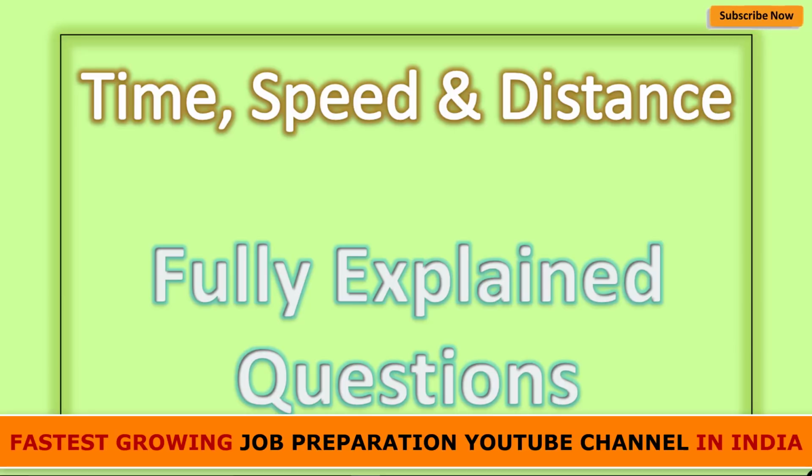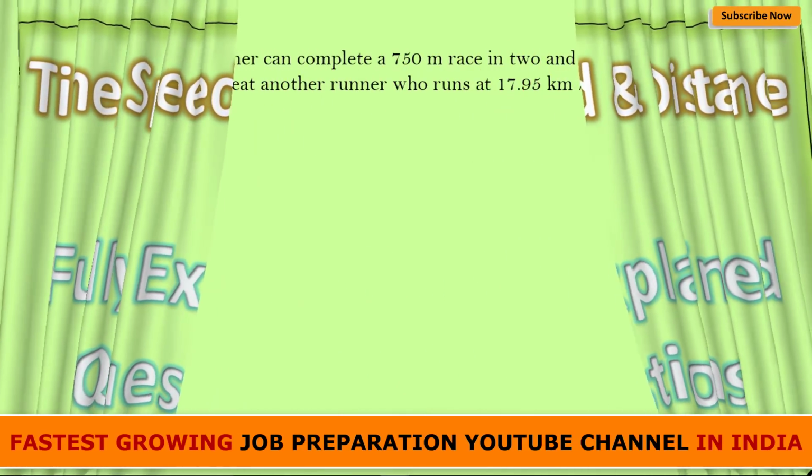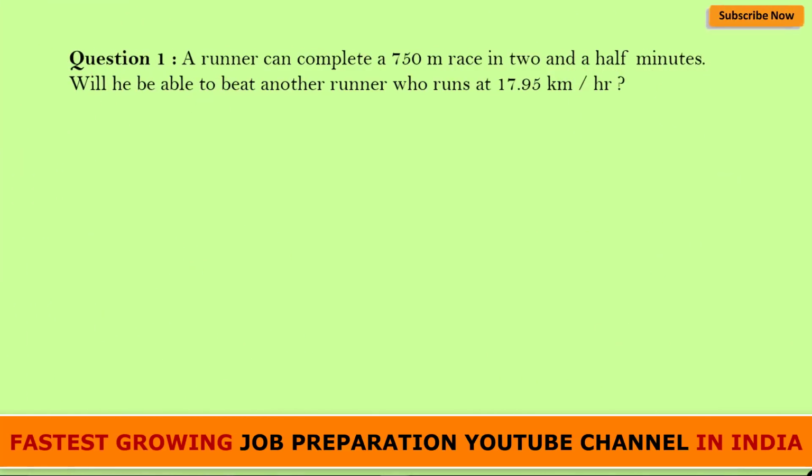So let us see the first question. First and foremost thing regarding any chapter or any sum, you should read it properly and thoroughly. The first question is, a runner can complete a 750-meter race in 2.5 minutes. Will he be able to beat another runner who runs at 17.95 km per hour?